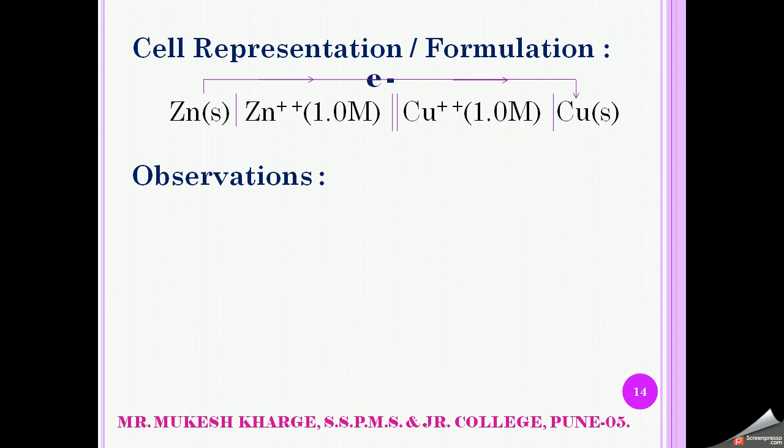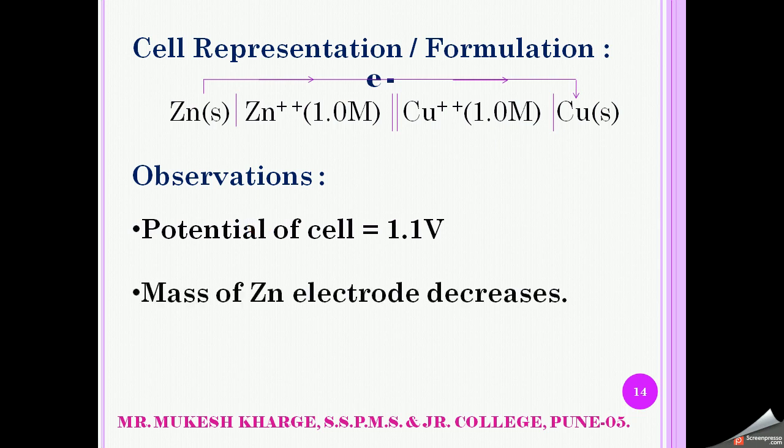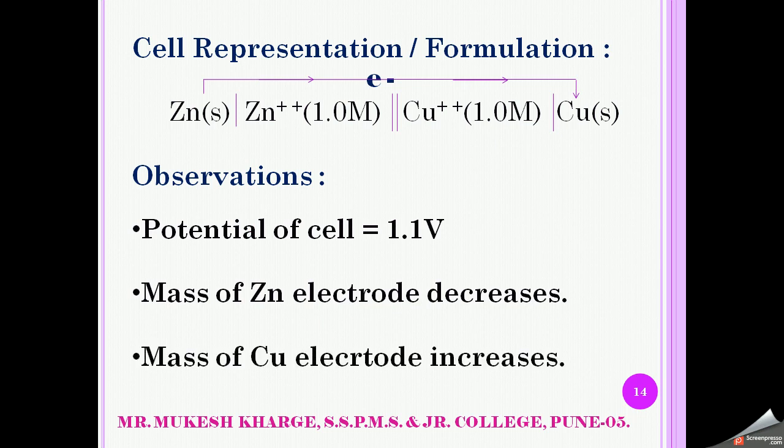Sometimes it is imbalanced, then you have to multiply the equation with a suitable coefficient so as to balance, so that the total electrons lost during oxidation at the anode equal the total electrons gained at the cathode during reduction, so as to write the balanced equation. What is the observation in the Daniell cell? The potential of the cell is 1.1 volt. The mass of the zinc electrode decreases and the mass of the copper electrode increases.